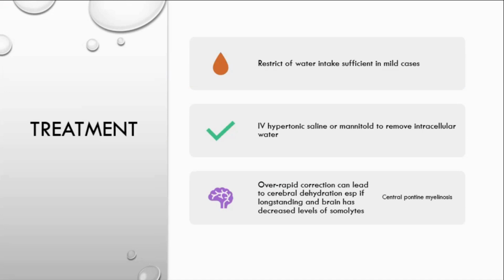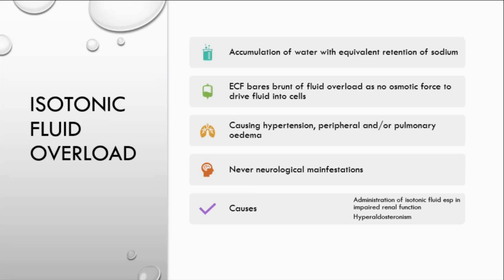So the treatment, usually restricting fluid intake to about 60% is enough in most cases to adjust the sodium. And IV hypertonic saline or mannitol can be used to remove the intracellular water if the patients are symptomatic, but usually it's not necessary. The overhydration can then lead to cerebral dehydration if it's long-standing and if the brain has adjusted the concentration of the osmolytes, and so that can lead to central pontine myelinosis. So that's the big caution. So that's why usually we fluid restrict and see how it goes with that.